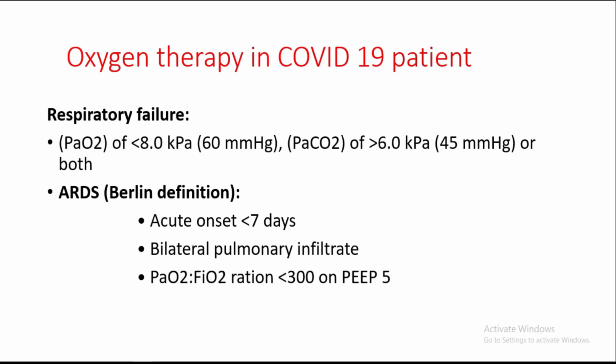According to Berlin definition, ARDS is defined as acute onset of the illness less than 7 days, bilateral pulmonary infiltrate which cannot be explained by other causes, and partial pressure of oxygen to fraction of inspired oxygen ratio less than 300 on positive end expiratory pressure 5 centimeter of water.